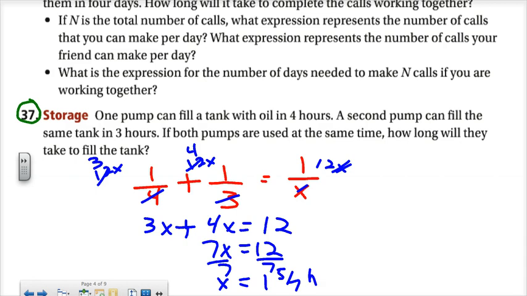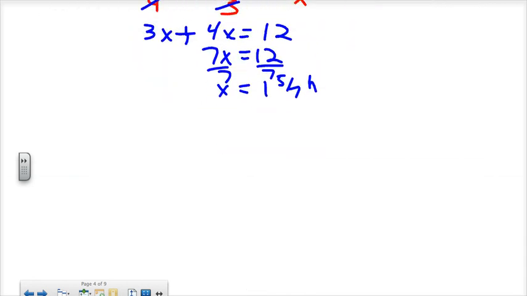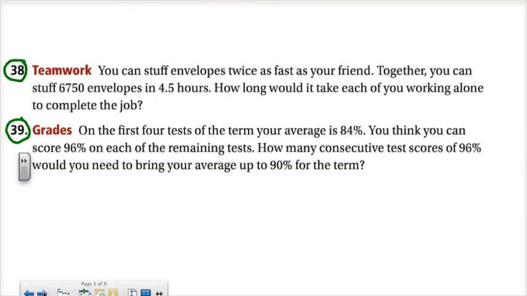Oh, that's hard to read down there. Let me move that up for you. Not quite that far. There we go. So 1 5/7 hours. Again, once you get the setup with these, it's not so bad. It's just making sure that you can.